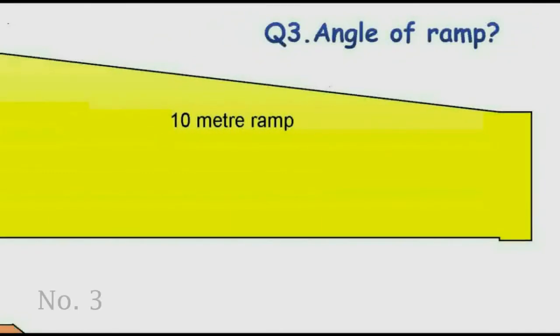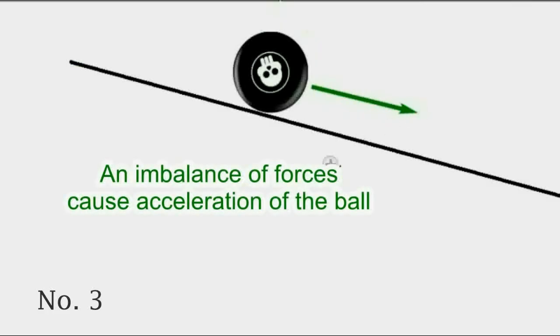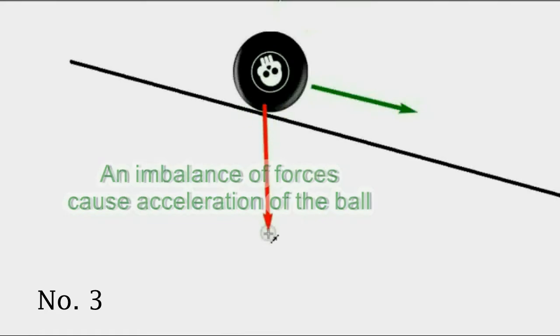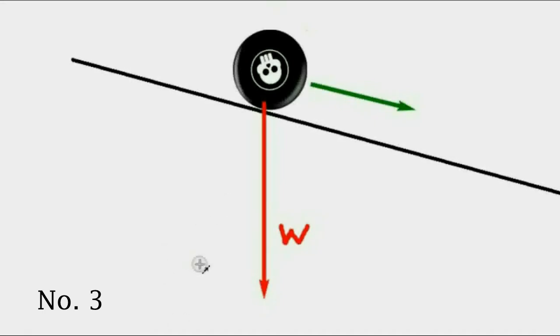Now the next question is question 3, find the angle of the ramp. Now it is the angle of the ramp that's created the imbalance which has caused the acceleration. So we'll just do a forces diagram, work out what the angle is. Okay, there's our weight force. We've also got the normal pushing the ball back.